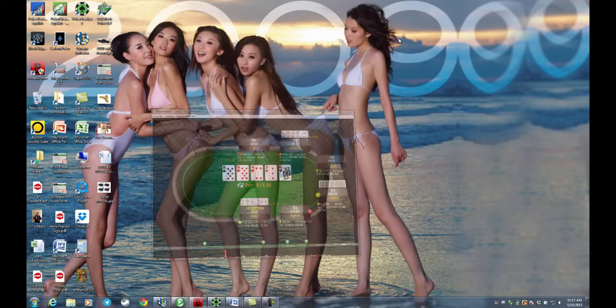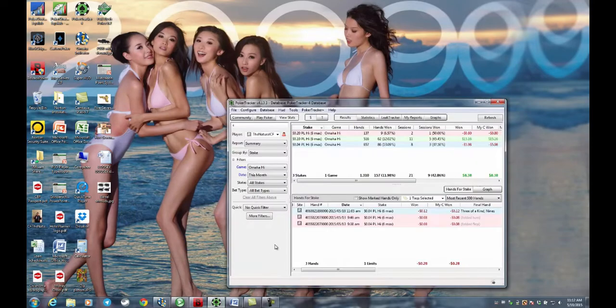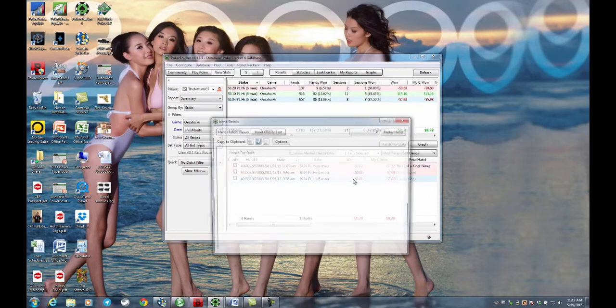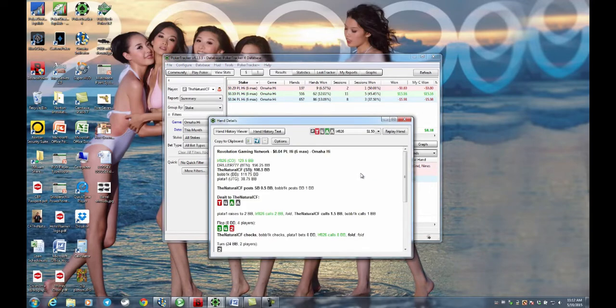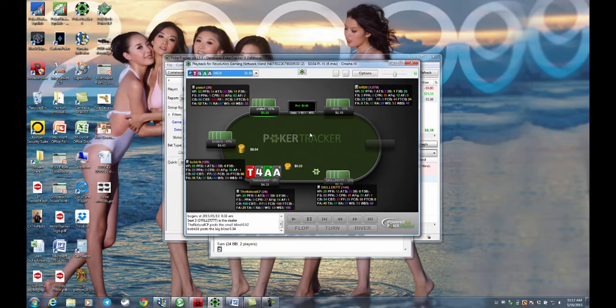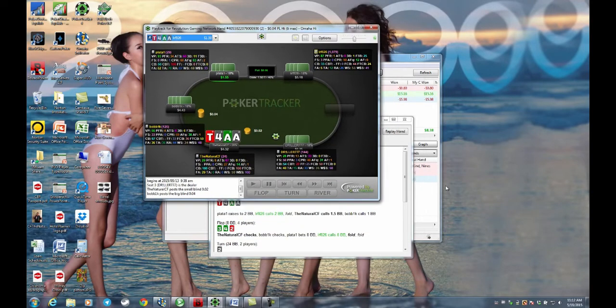So let's look at a couple more examples of that, because I think this is a really important concept here. And so let's make this larger.